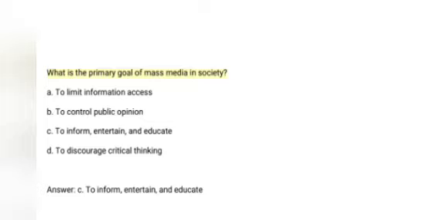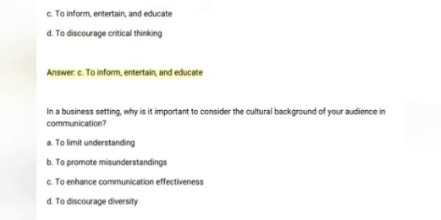What is the primary goal of mass media in society? A. To limit information access. B. To control public opinion. C. To inform, entertain, and educate. D. To discourage critical thinking. Answer: C. To inform, entertain, and educate.